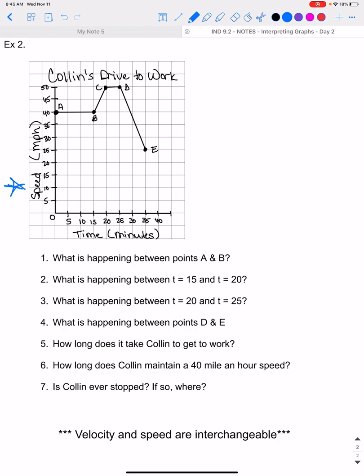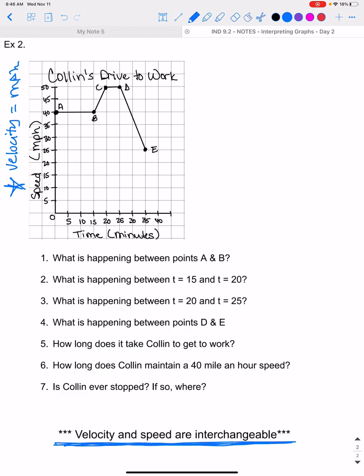And just really quickly, I want to make note right down here that velocity and speed are interchangeable, or they mean the same thing. So if you find a graph that says anything about the velocity of something, it just wants to know the speed, and we know that we write velocity and speed in miles per hour. Okay, so if you see velocity, your answer is still going to be in miles per hour.